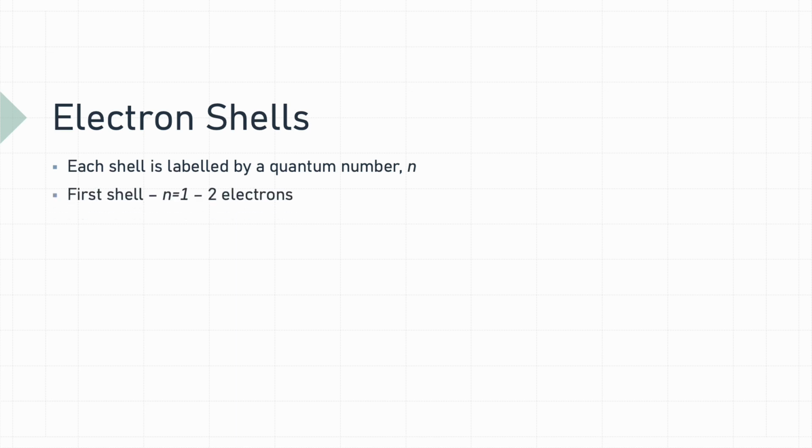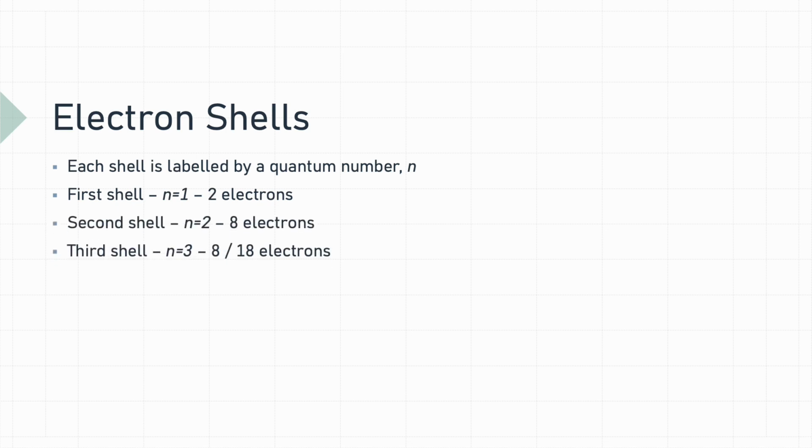The first shell, n is equal to 1, holds up to 2 electrons. The second and third shells, respectively, n is equal to 2 and n is equal to 3, hold up to 8 electrons. N is equal to 3 actually has the capacity to hold up to 18 electrons, but I've said 8 electrons for a reason, because things start getting strange after calcium in the periodic table. I will get on to electron subshells and atomic orbitals in a bit, which may make it better to explain this.